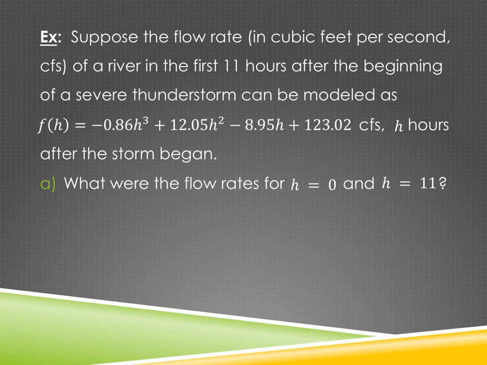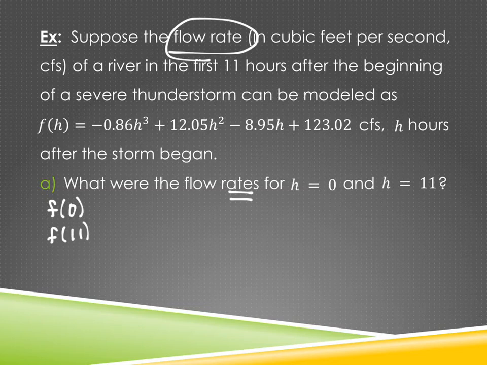It's the original one. This one isn't the derivative yet. Because it's not asking me how things are changing, it's actually asking me what the flow rates are. I know that's tricky because they use the word rate here, but this is actually an equation for flow rate. So they're just asking me for the equation's value at H equals 0 and H equals 11. So we're going to find F of 0 and F of 11.